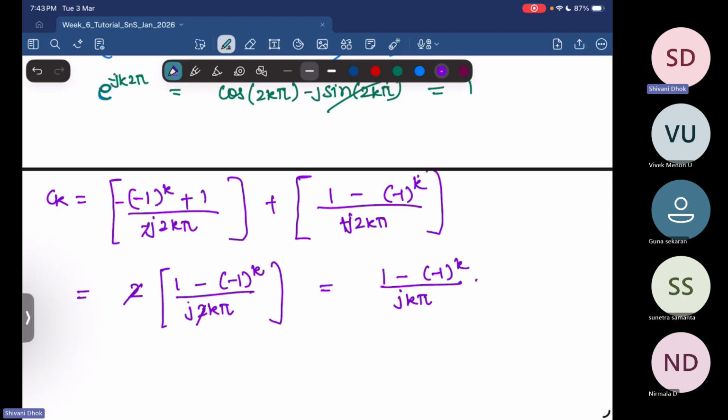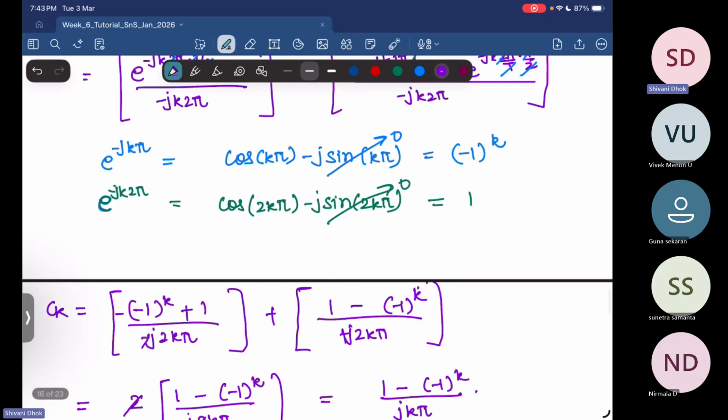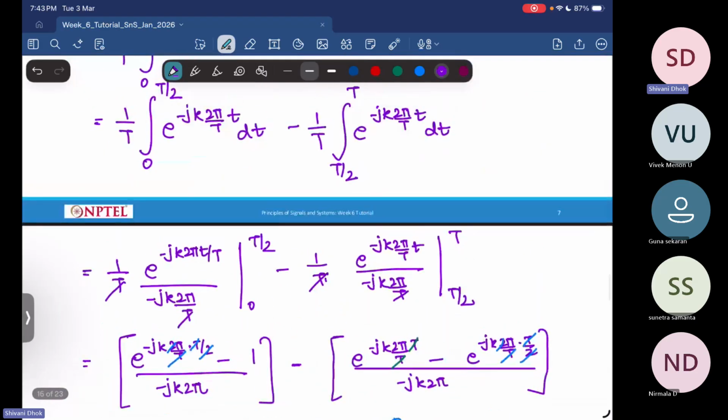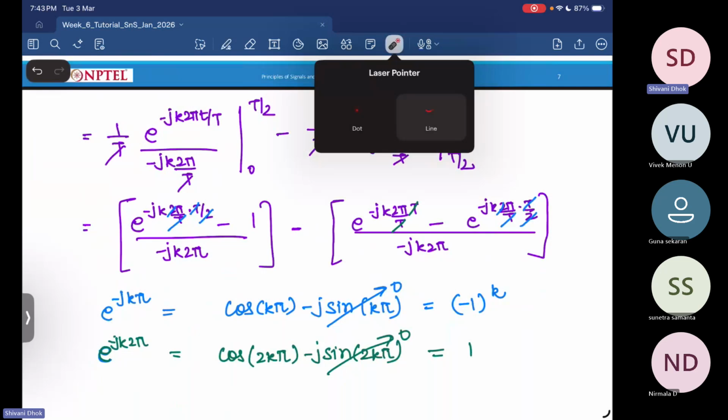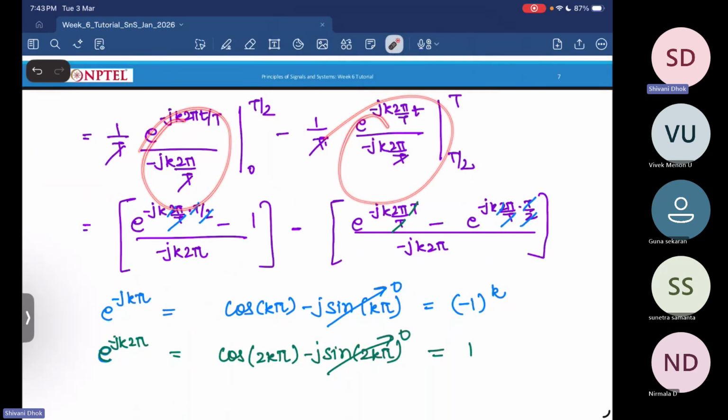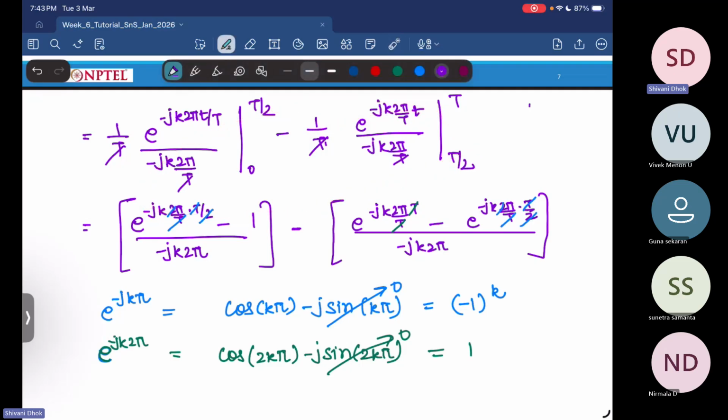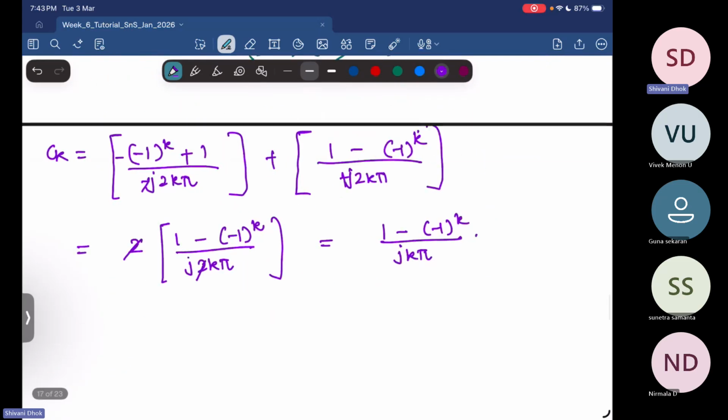And note that we derived this ck, and the integration step here, whatever we just wrote, is valid only for k not equal to 0. If k is equal to 0, everything that we did is wrong, because for k equal to 0, this particular step itself will go to infinity. So whatever we have done from this step onwards is valid only for k not equal to 0. So this is the case for k not equal to 0.